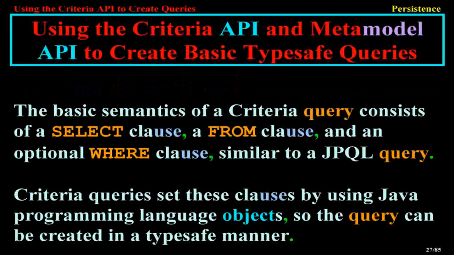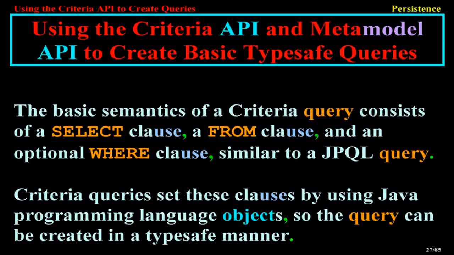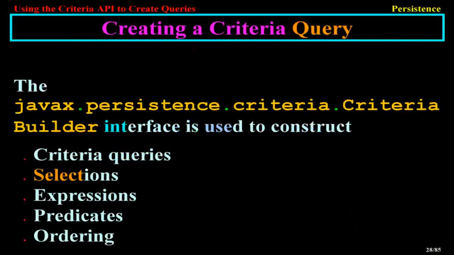Using the Criteria API and Metamodel API to create basic type-safe queries. The basic semantics of a criteria query consist of a select clause, a from clause, and an optional where clause, similar to a JPQL query. Criteria queries set these clauses by using Java programming language objects, so the query can be created in a type-safe manner.